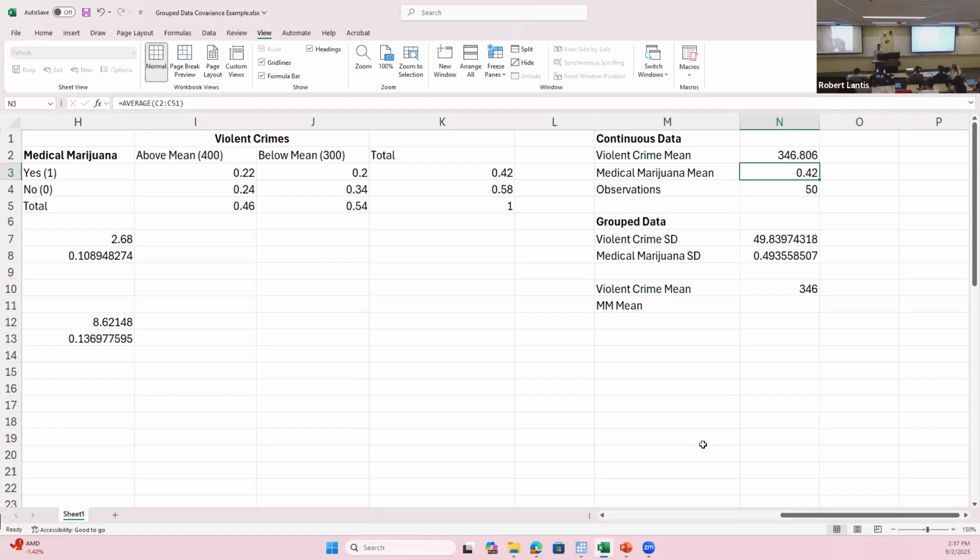Okay. Now we have one left. It's going to be medical marijuana is 1. You have the low violent crime rate of 300. So 1 minus the mean of that medical marijuana variable, 300 minus the mean of that. And then what's the likelihood we see that?